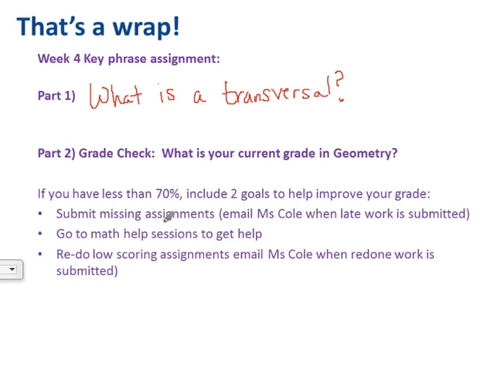And if you have less than a 70%, you need to also tell me 2 goals that you can use to help improve your grade. This can be, I'm going to go back and submit missing assignments. I just realized I've got some missing assignments and they're pulling my grade down. The other one, you could say I'm going to come in and get some math help. Maybe you are going to redo low scoring assignments. Maybe you have another idea. These are just examples of things that you could use for goals to help improve your grade. So remember, you only have to do this if you have less than a 70% in the class. If you have 70 or greater, you just need to tell me what your current grade is.